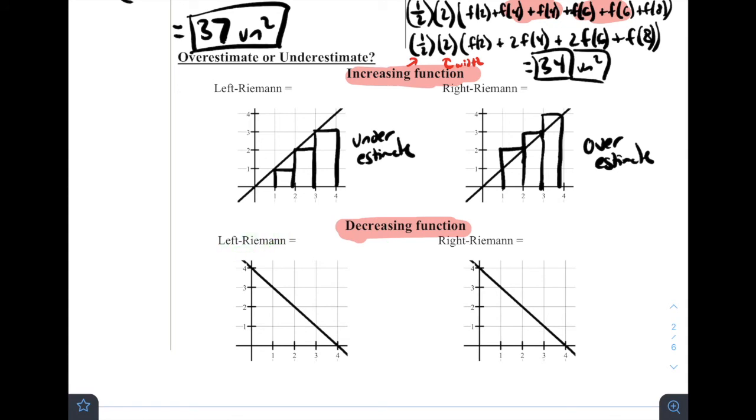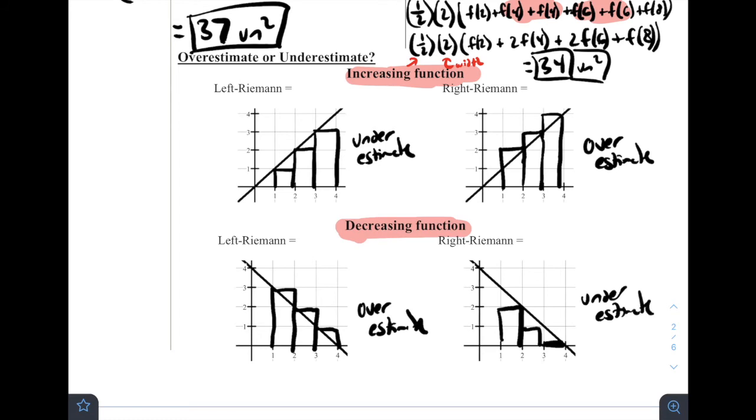Check it out. If I do a left Riemann sum on this decreasing function, notice now that these rectangles are above. So this is an overestimate. While if I do right Riemann sums, notice now that these rectangles are below. So that gives us an underestimate. So when you are determining whether a Riemann sum is an overestimate or an underestimate, it is really important for you to identify whether the function is increasing or decreasing on the interval that you're working with. Generally, your explanation on the AP exam is going to really bring that fact into account.